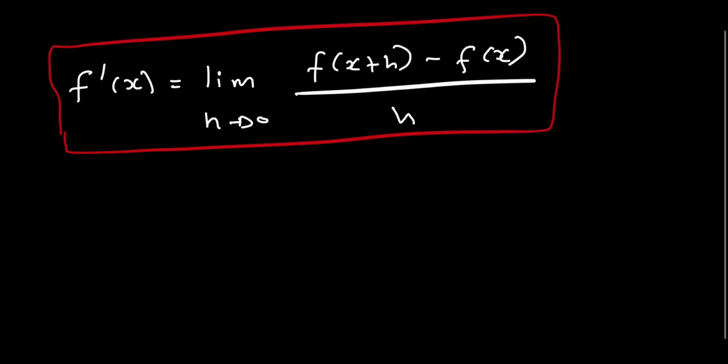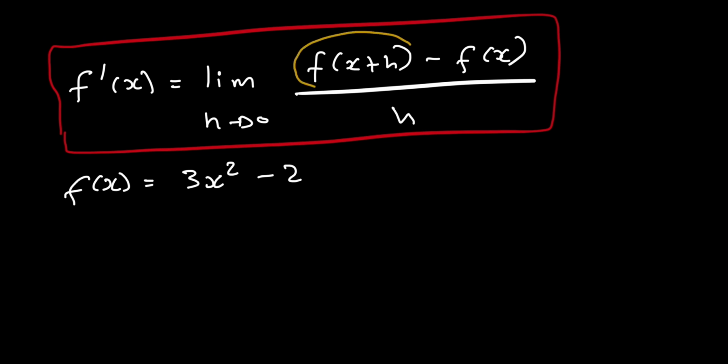So let's say, for example, we are given the following expression to find the first derivative using the first principle. F at x equals 3x squared minus 2. So the first principle says that we must first find f at x plus h. So what does that mean? It means now on our equation, we are going to substitute the value of x as x plus h. So let's try to do that.